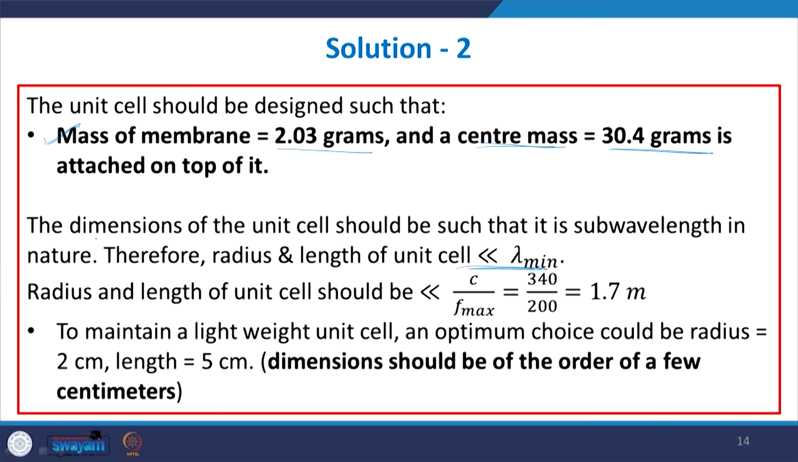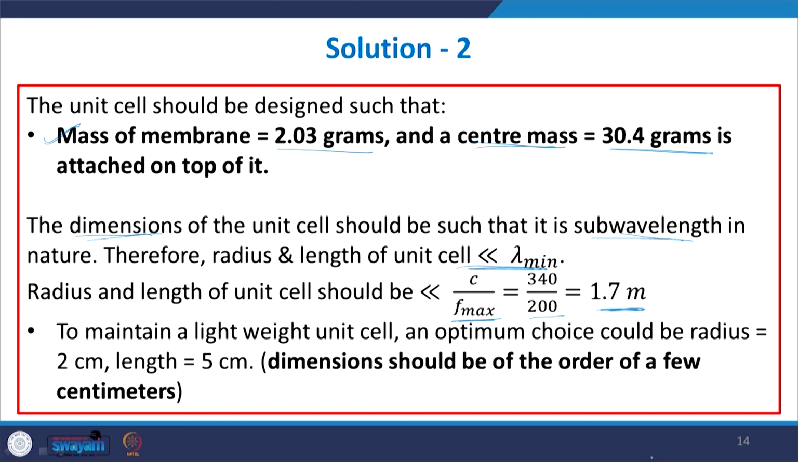So, this is what is given here, that all the dimensions should be sub-wavelength, much smaller than the lambda minimum, and the minimum lambda is when the frequency is the maximum. So, what is the maximum frequency of operation here? It is 200 hertz. So, the lambda minimum becomes C divided by F max, which comes out to be 1.7 meters. So, as you can see here, because it is a low frequency noise control, sub wavelength dimension is not that a problem.